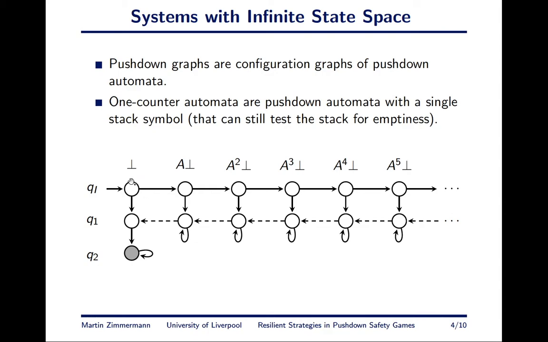So the way this works is membership of vertices to player 0 or player 1 depends on just the state, not the stack content. And similarly, membership in the bad states only depends on the control state and not on the stack content.